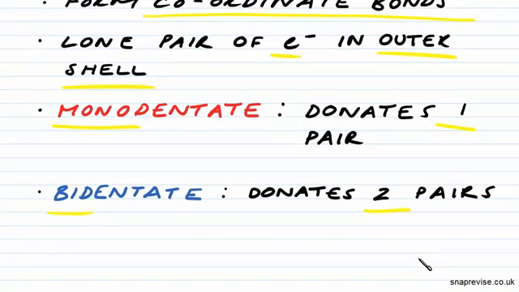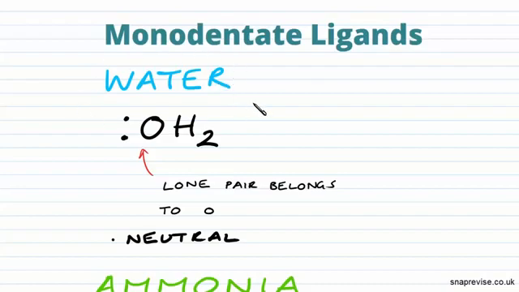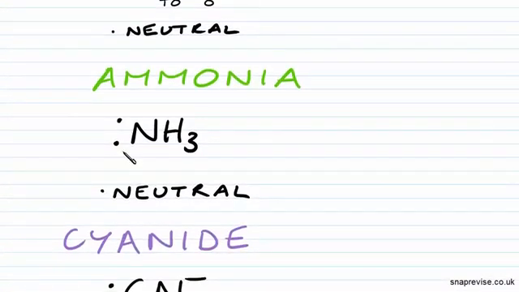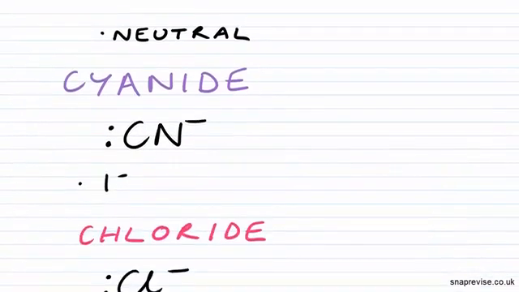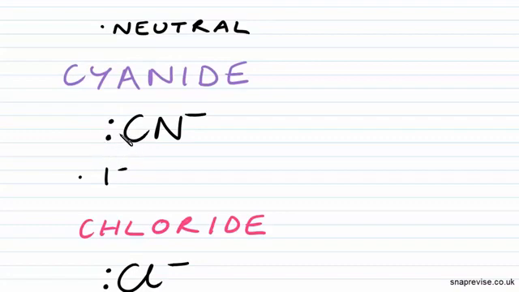So let's have a look at some common monodentate ligands. Water is an example of a monodentate ligand, and you can see we write it as OH2 with the lone pair of electrons next to the oxygen to signify that the lone pair belongs to the oxygen. Water is a neutral ligand. We have ammonia, which is NH3, and the lone pair belongs to the nitrogen. Again, ammonia is neutral. We have cyanide, where the lone pair belongs to the carbon.